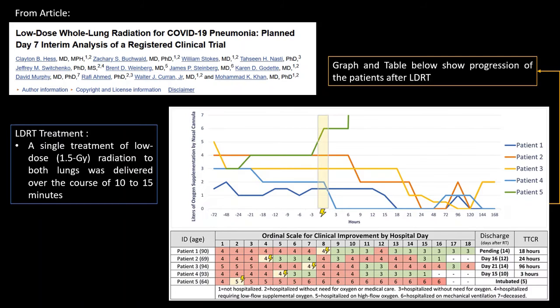Furthermore, a clinical trial done by Clayton et al. reported that 5 out of 9 patients were treated with whole lung radiation and observed for 7 days. The analysis showed that low-dose whole lung radiation led to rapid improvement in clinical status, encephalopathy, and radiographic consolidation without acute toxicity.